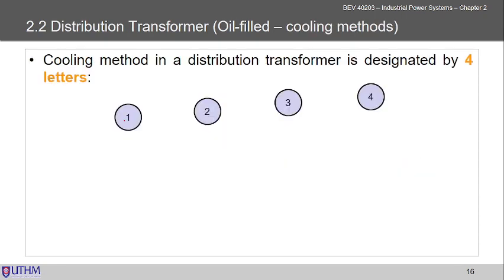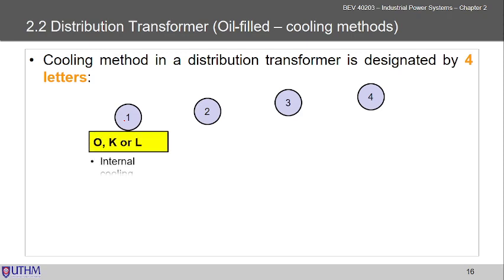And now we focus on the cooling methods. So how do we read it when we purchase a distribution transformer? It has 4 letters to indicate the cooling methods. So these are the 4 letters.